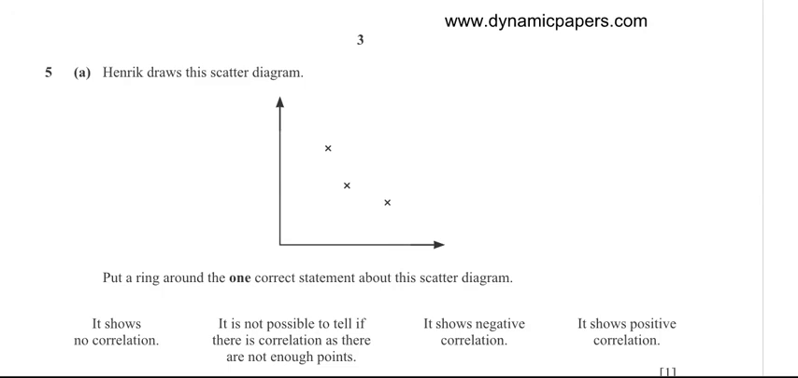if the horizontal value increases and the vertical value decreases, such a correlation we say is a negative correlation. But to be sure, the number of points should be enough. Here we have just 3 points, so we cannot decide the trend, because maybe the next point will change the trend completely. With 2 or 3 points, it's not possible to tell if there is a correlation or not. So we can say there are not enough points, and I will put a ring around this one.